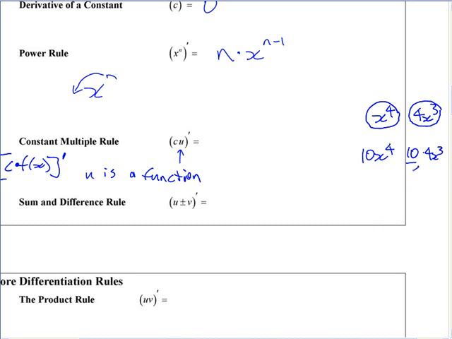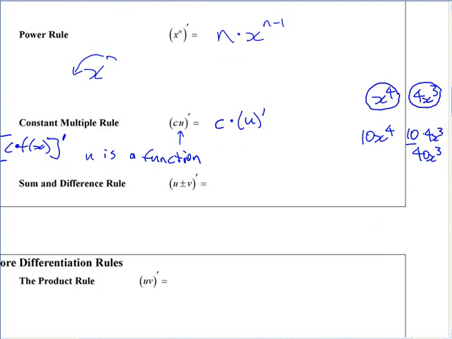You can ignore the 10, right? You can kind of leave the 10 out. You can leave the constant out. This is the same as c times whatever the derivative of that function is. If you have a constant times a function, you can kind of just leave the constant out till the end. It's a constant times the derivative of that function.